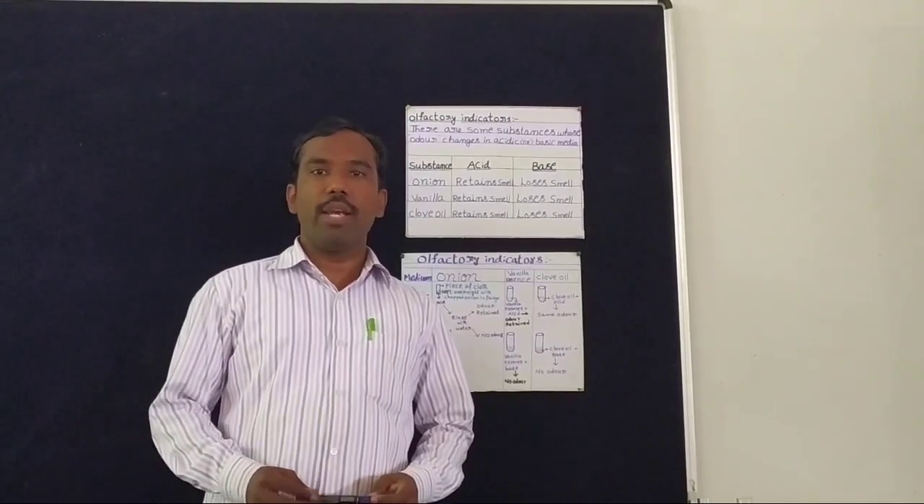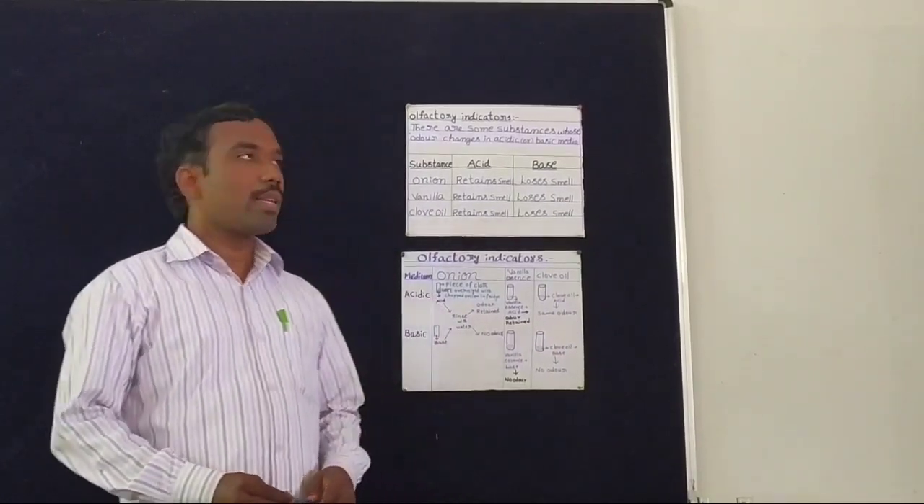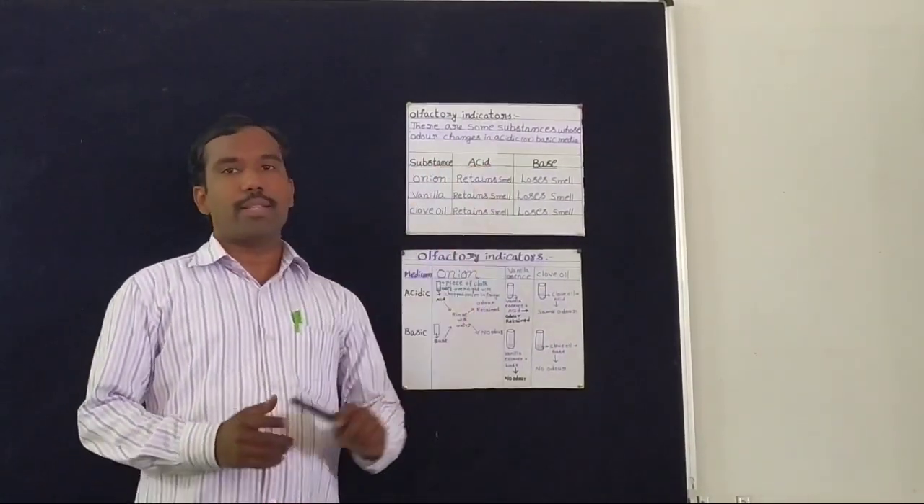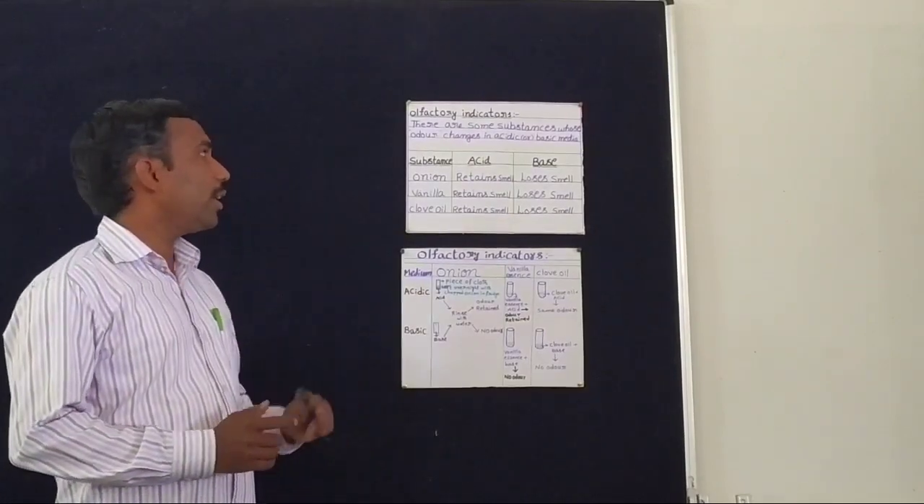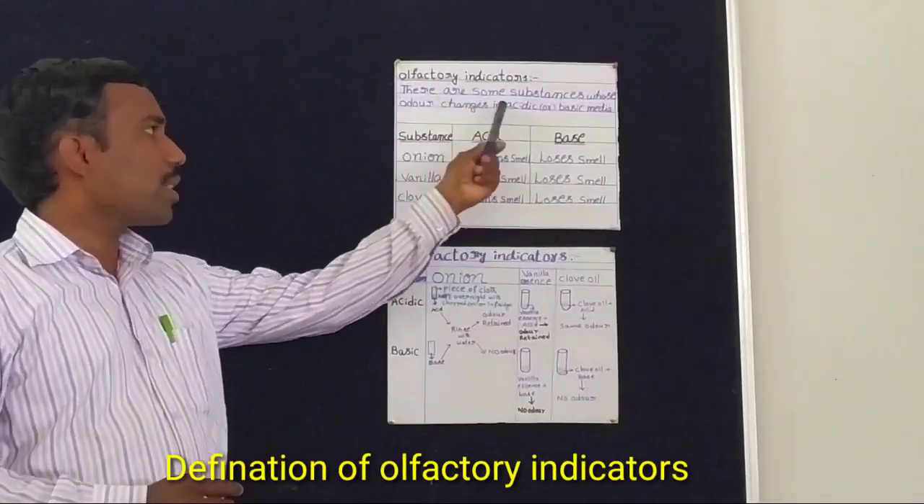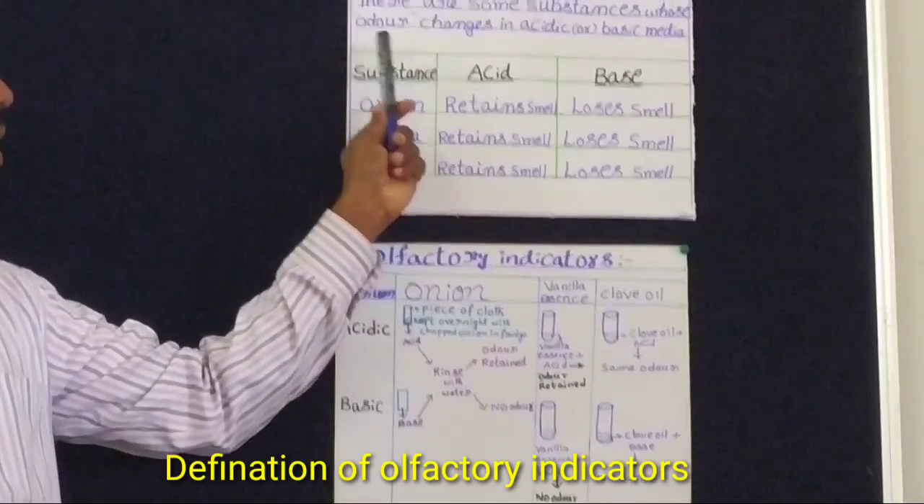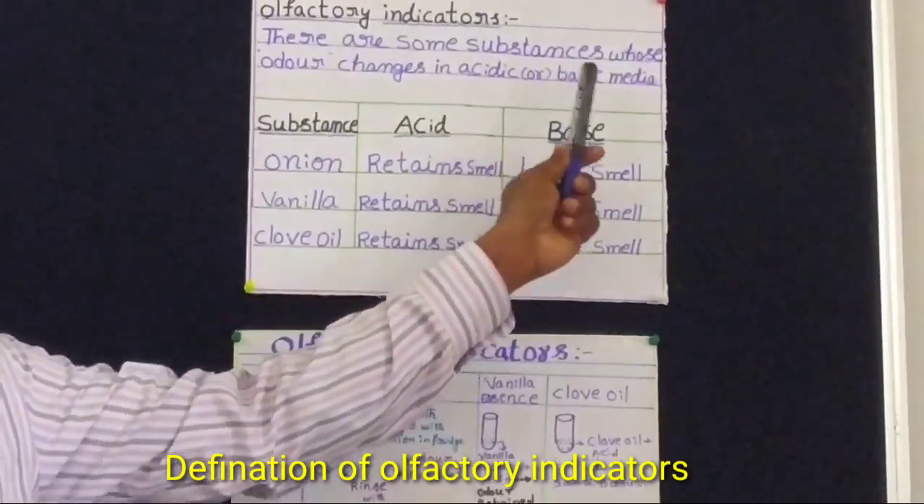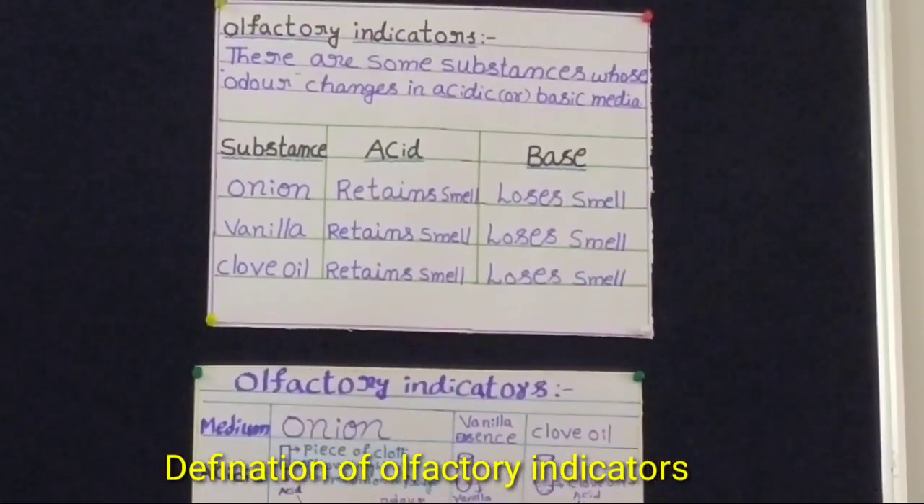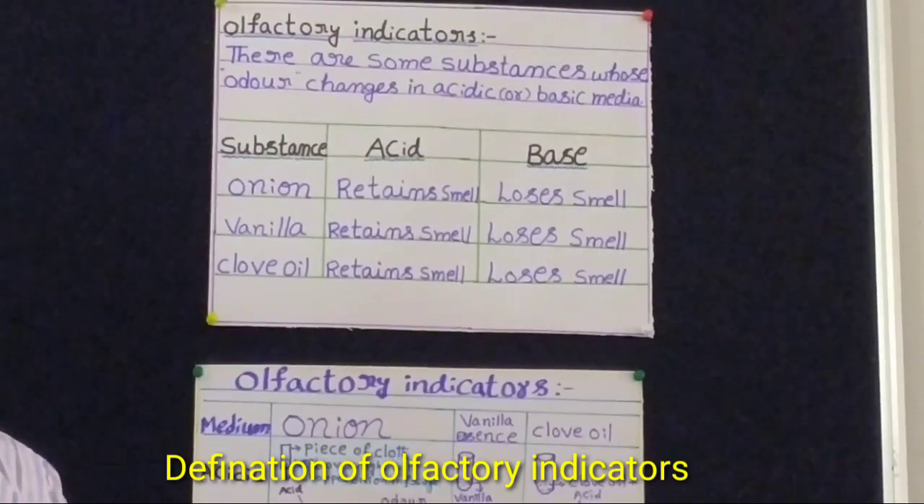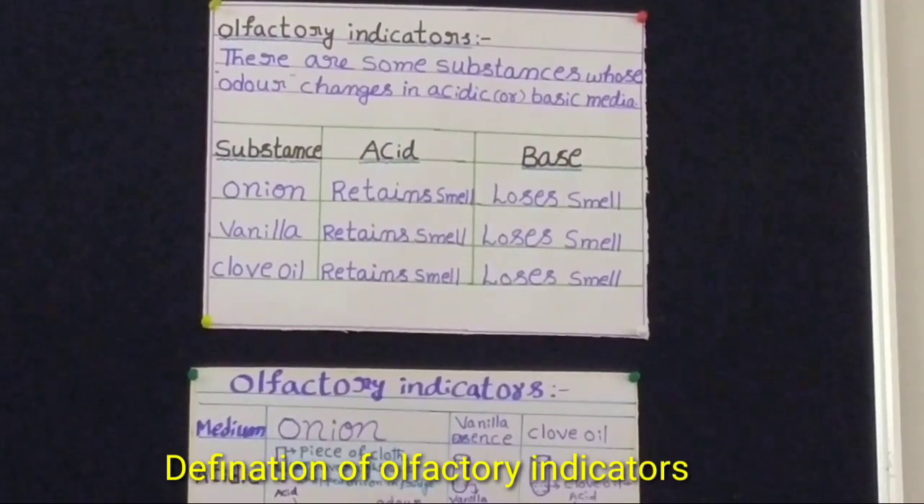Today we discuss a new concept, that is olfactory indicators. What is meant by olfactory indicators? There are some substances whose odor changes in acidic or basic media. Those substances are named olfactory indicators.